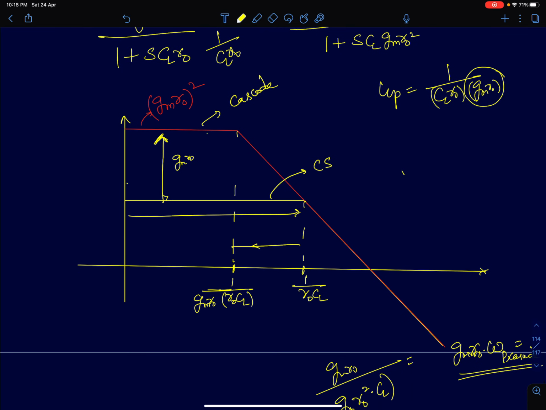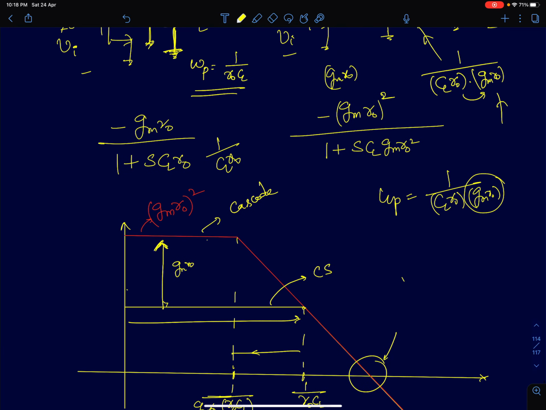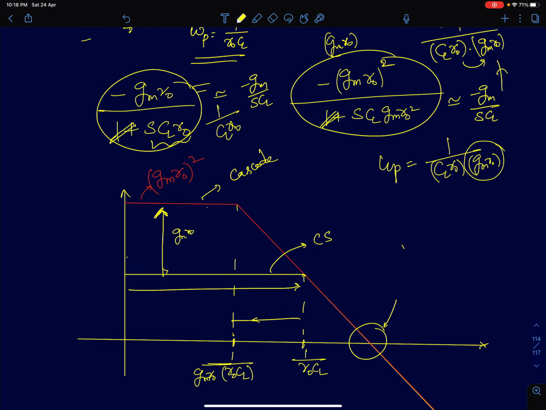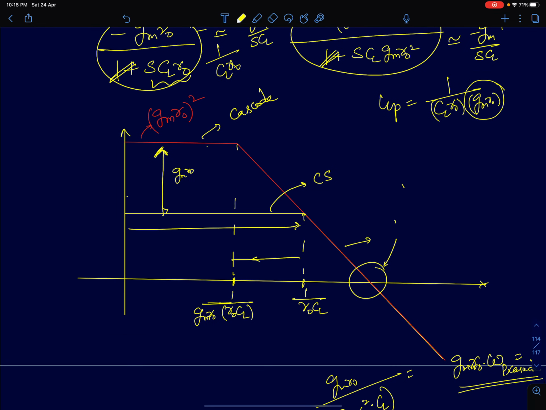So here we can see after we cross the pole 1 by r0 CL, the transfer function for both the circuits. If you see this circuit here, once we cross 1 by CL r0, I can ignore 1 here. So the transfer function becomes minus of gm by sCL. In the same way, I can ignore 1 here as well at high frequencies. This transfer function will also reduce to minus of gm by sCL.